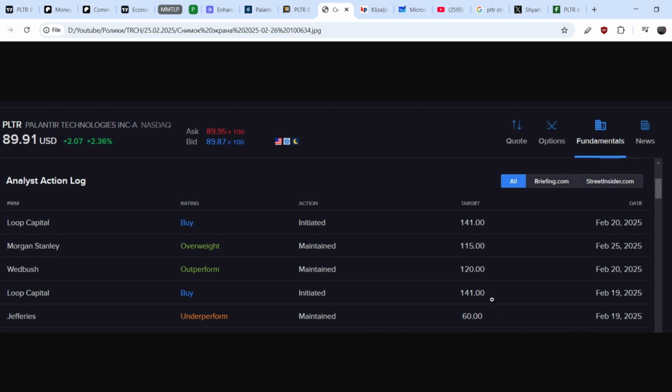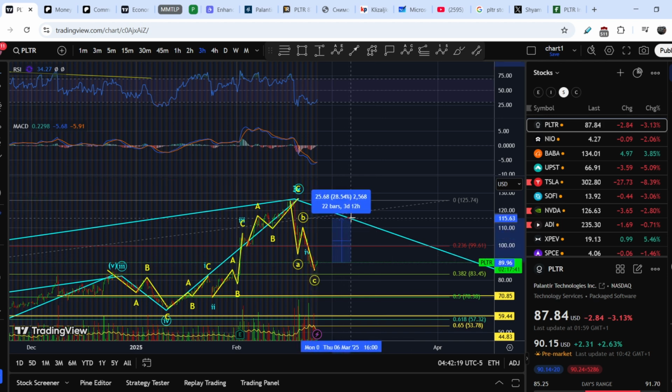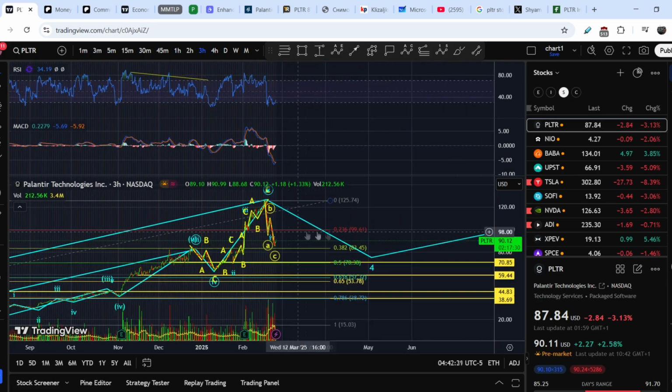As you can see, we have a lot of companies who reiterated their ratings within just the last 5 days, within the last week, I would say. And only one of them, Jefferies, set the price target at the level of $60. Other companies set quite high price targets, from $115 all the way up to $141. And guys, even $115 is about 29% of upside potential. And I have to admit that I still stand on my position that Palantir will hit much higher targets. But first of all, let me show you some interesting details.